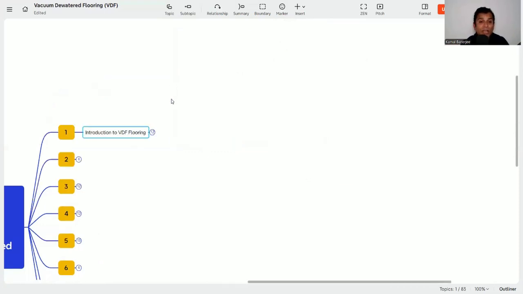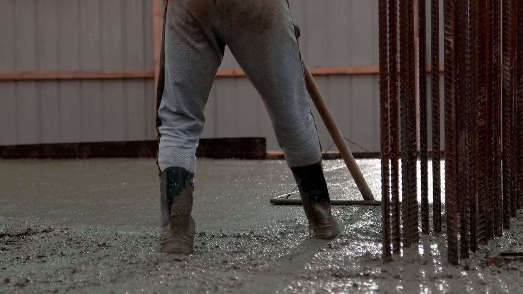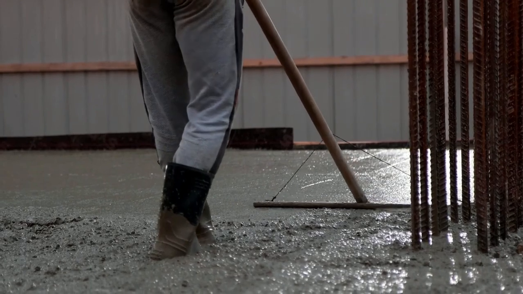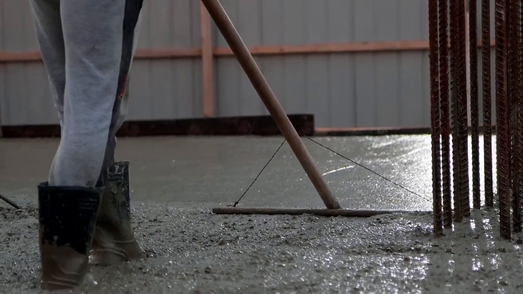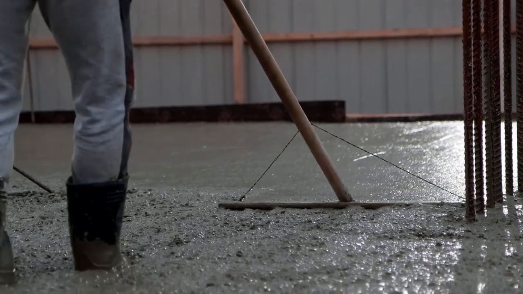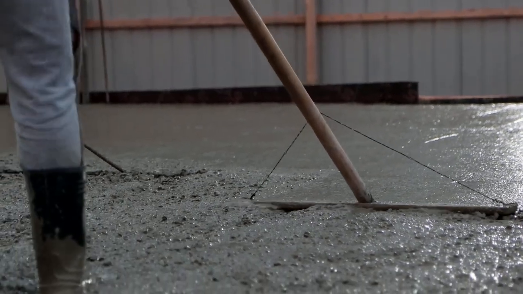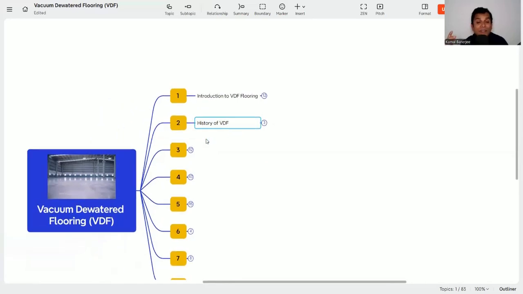Now next is, what is the history of VDF flooring? That means when it was invented. It was invented half a century ago in the United States. In India, it is also known as Tremix or VDF flooring. The process was introduced in India by Aquatic Technologies in 1987, and after that it is widely used in India, and everywhere you can see the VDF flooring because it has some advantages that I already discussed.